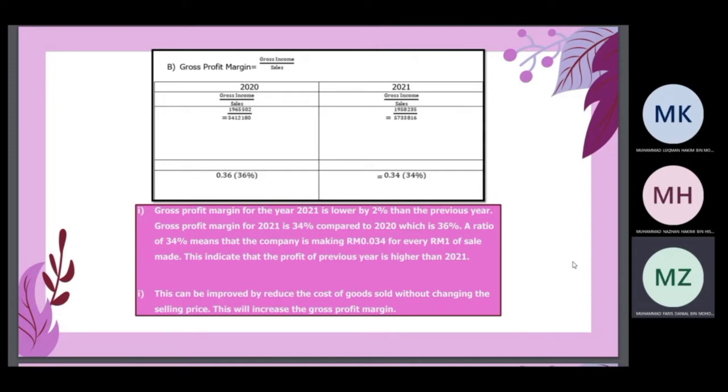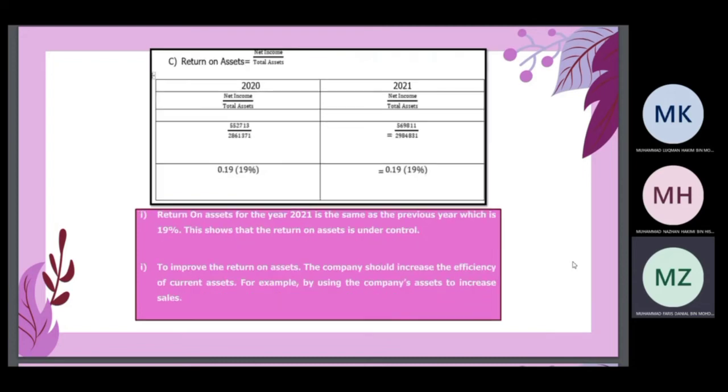A ratio of 34% means that the company is making RM0.34 for every 1 ringgit of sale made. This indicates that the profit of the previous year is higher than 2021. This can be improved by reducing the cost of goods sold without changing the selling price. This will increase the gross profit margin.